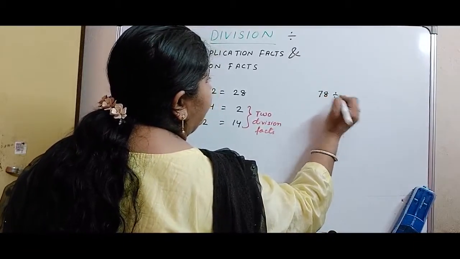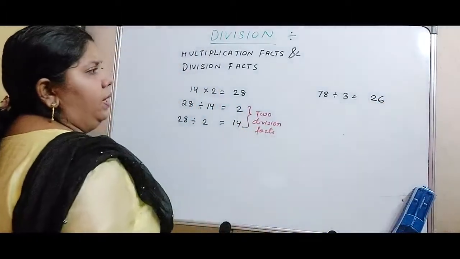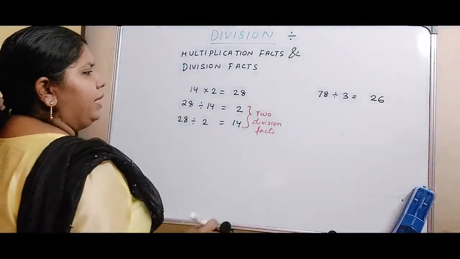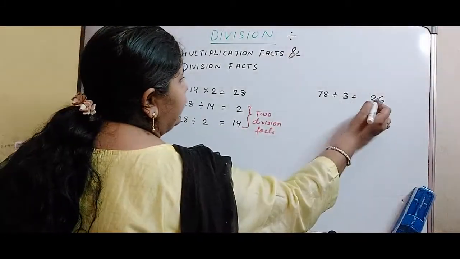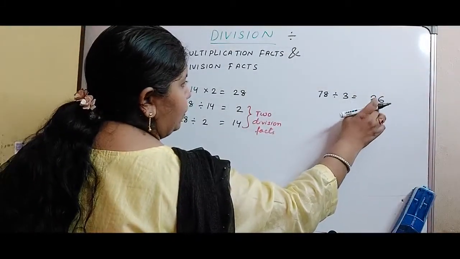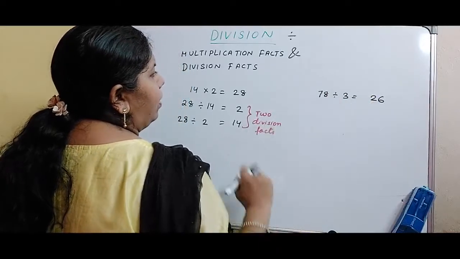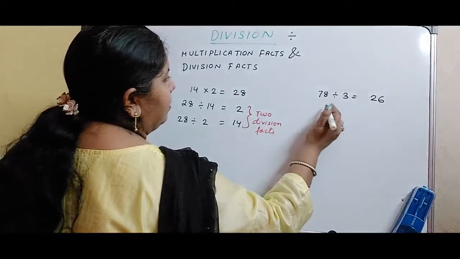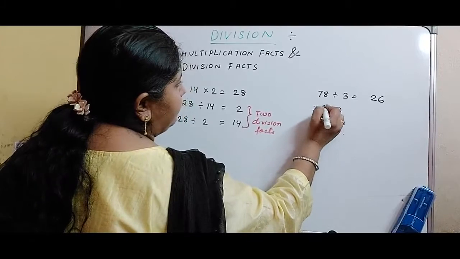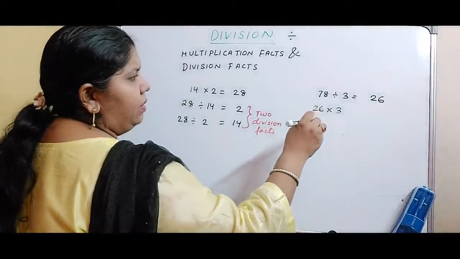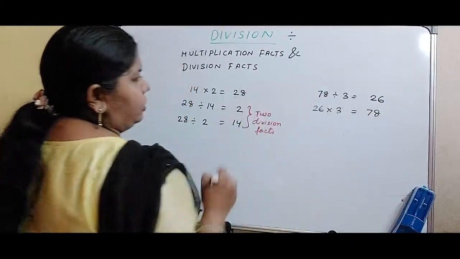78 divided by 3 is equal to 26. Suppose I have to write 2 multiplication facts for this. What will you write? 26, which is the quotient. If you multiply it by 3: 26 into 3, not any of these, because 78 is the dividend. So the dividend is always what you get as a product.